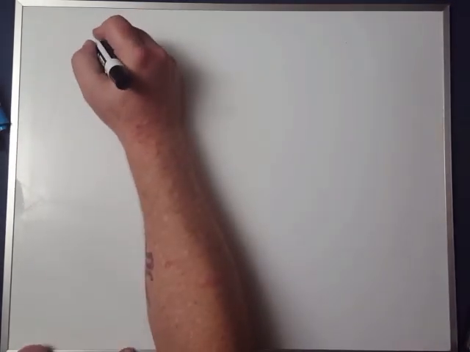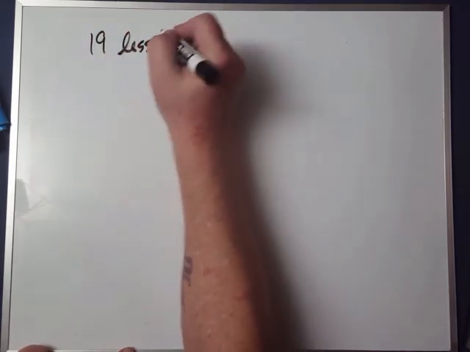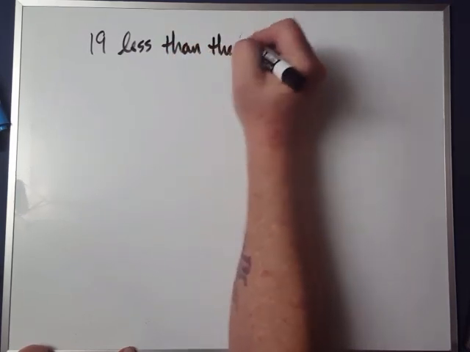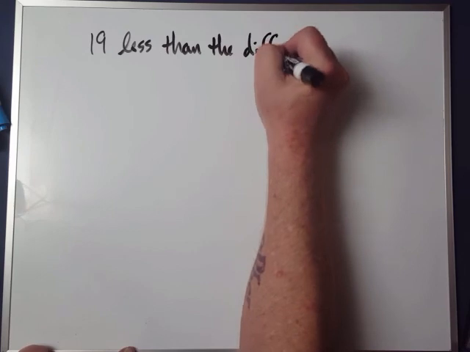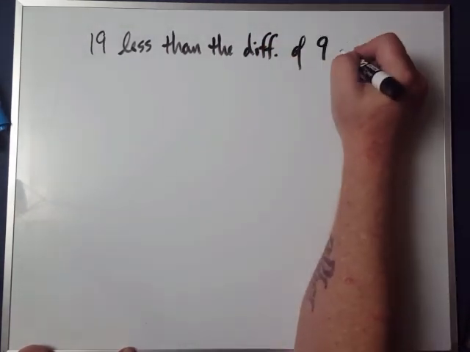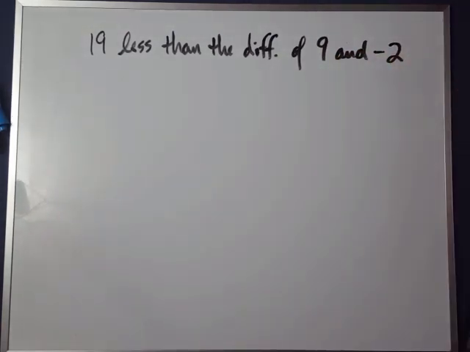It says, 19 less than the difference of 9 and -2. Actually, let's go ahead and write that one as it appears in the book. Let's write that right here on the board so I can see exactly what I'm doing. 19 less than the difference, let me abbreviate, of 9 and -2. Very careful with subtraction.